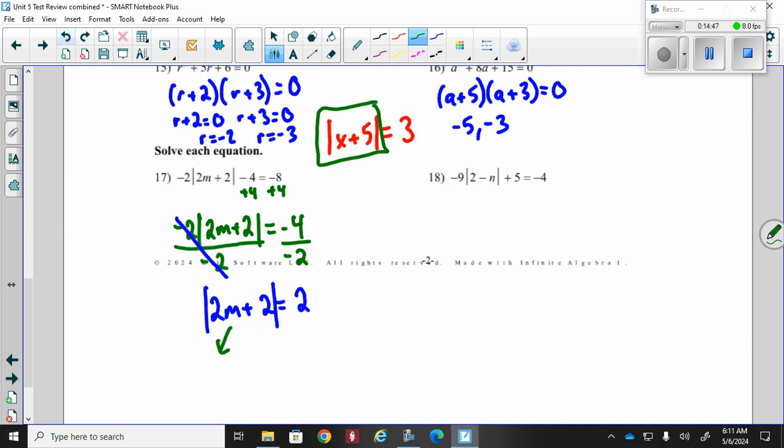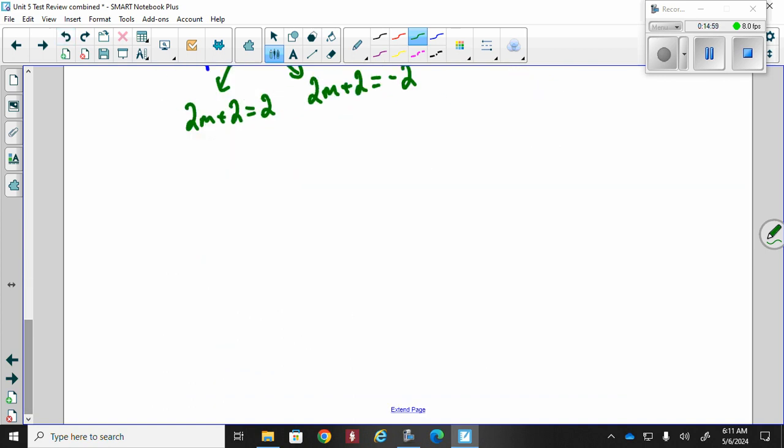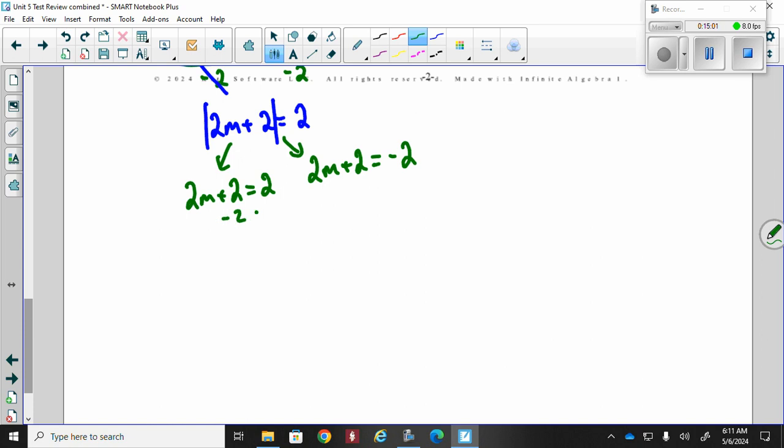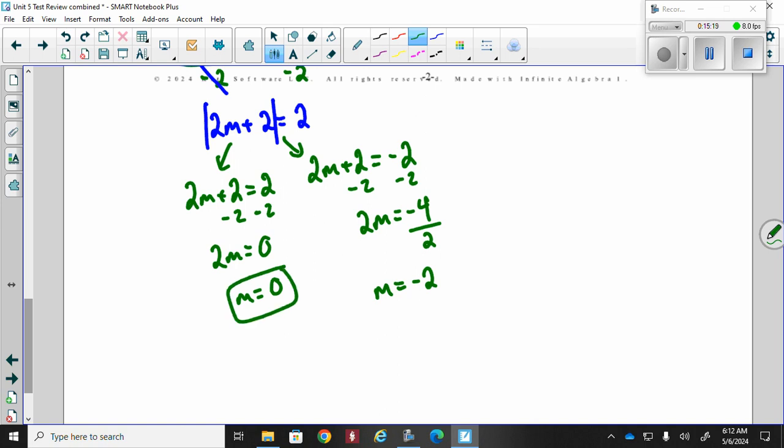So I'm going to split the problem. It's going to be 2m plus 2, not in the absolute value bars, equals 2, and then 2m plus 2 equals -2. Then you solve like you would in 6th grade. Subtract 2, subtract 2, 2m is equal to 0, m is equal to 0, when I divide by 2. Subtract 2, subtract 2, 2m is equal to -4. Divide by 2, m is equal to -2. There you go, 2 answers.